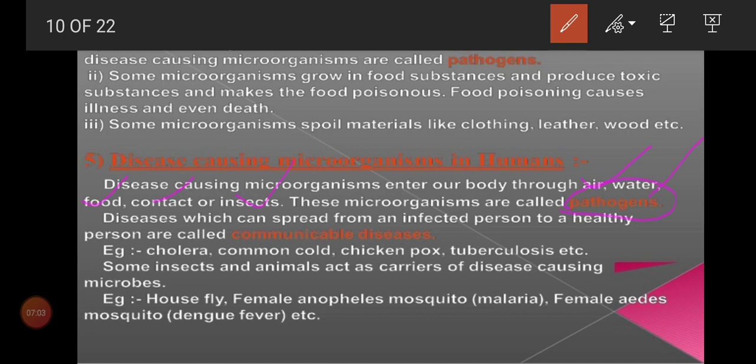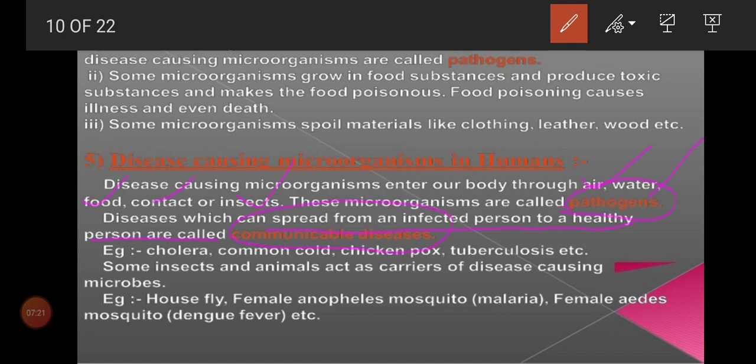Okay, so these microorganisms are called pathogens. What is the definition for pathogens? Disease causing microorganisms are called pathogens. And here a disease which can spread from an infected person to a healthy person is called a communicable disease.